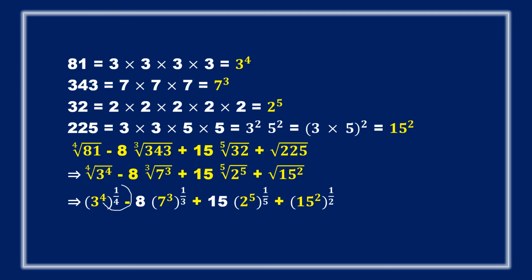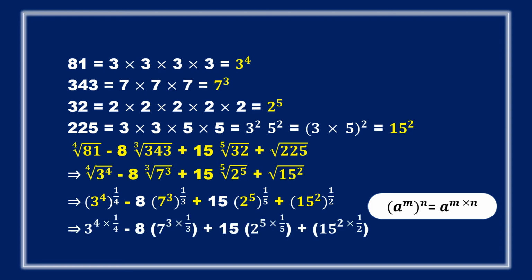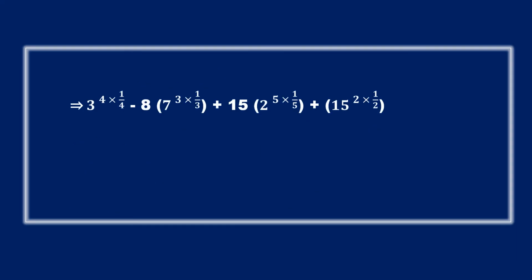Okay. Now here, power of a power, you have one formula: a power m whole power n equals a power m into n. Okay, so multiply these two powers. So you will get 3 power 4 into 1 by 4, minus 8 into 7 power 3 into 1 by 3. Just multiply the powers by using this formula. Okay, now 15 into 2 power 5 into 1 by 5, plus 15 power 2 into 1 by 2. Okay, let us simplify this then. So this is your step.